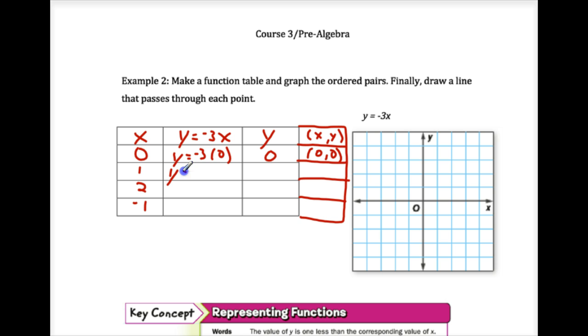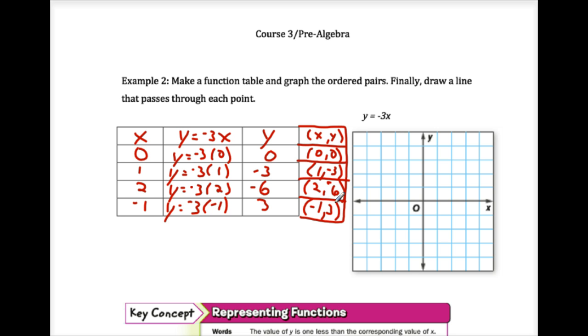Okay? Try -3 times 1. You got it. -3. So the point 1, -3 is on that line. Okay, try 2. -3 times 2, -6. The point 2 comma -6. Try -1. Uh-oh. Guys, what's a negative times a negative? Positive. Okay, +3. -1, +3. All right, graph your 4 points, guys.